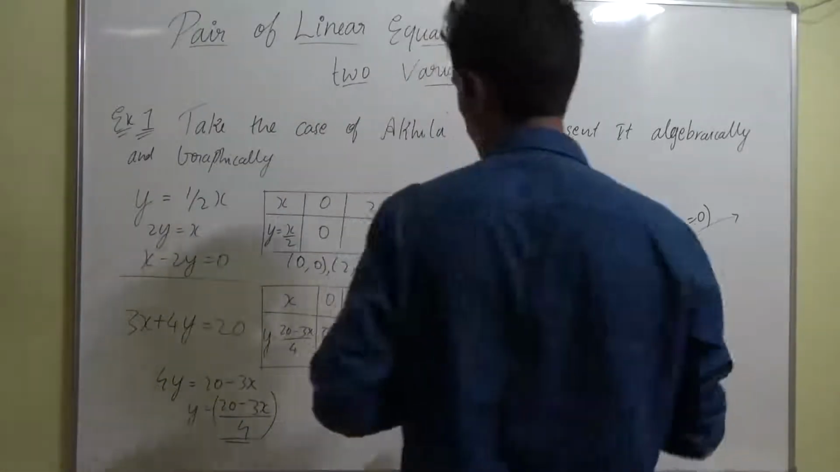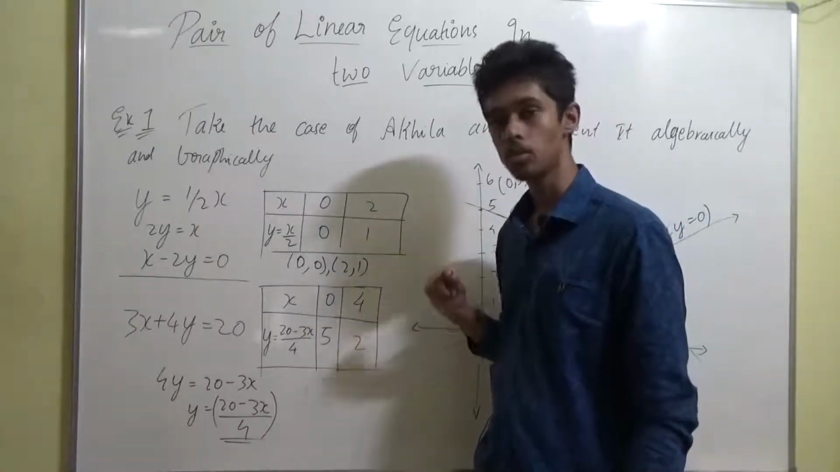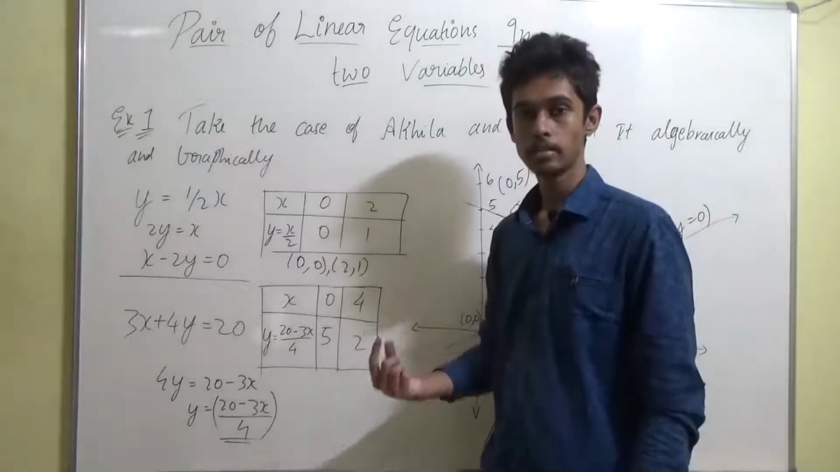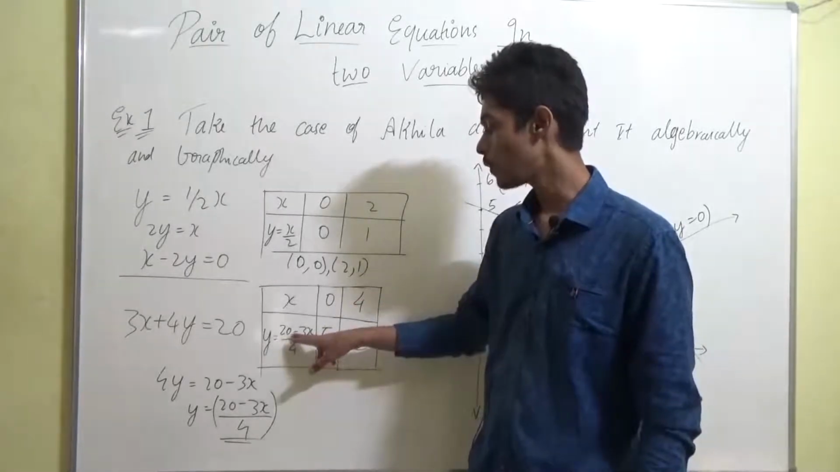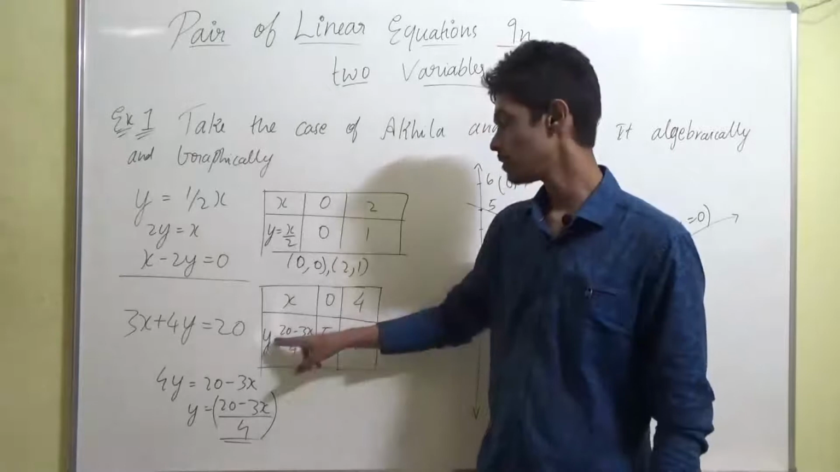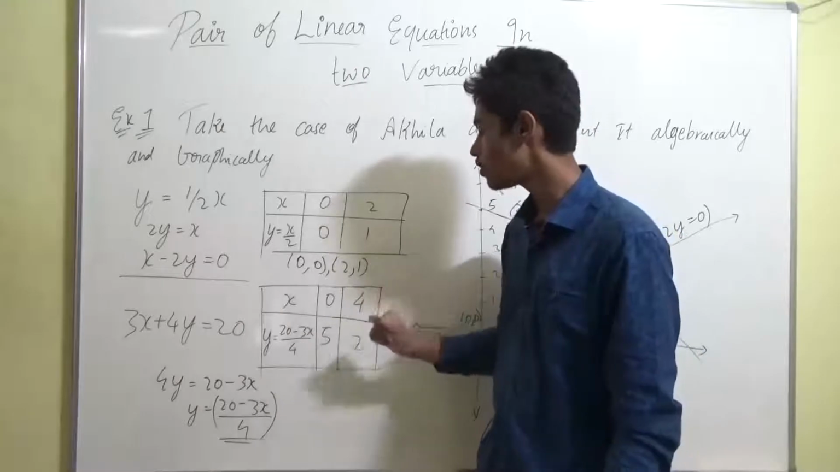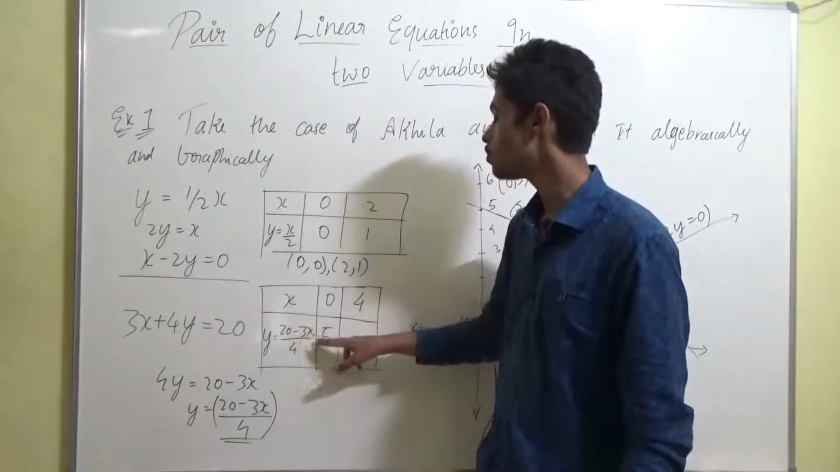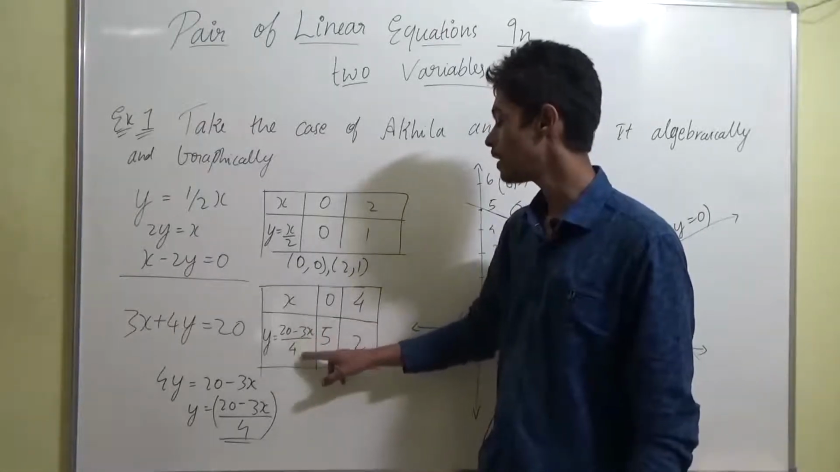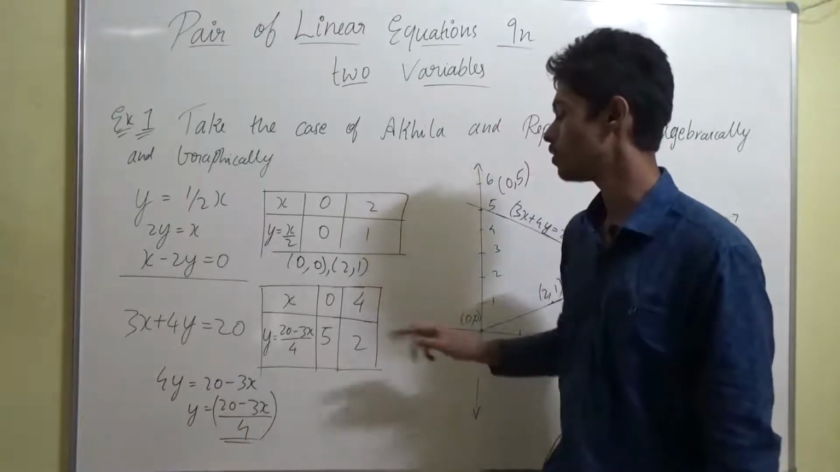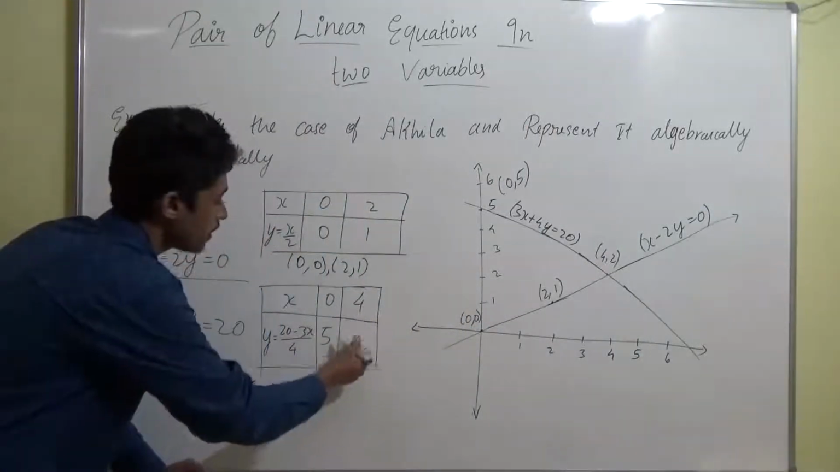Now what you will do, you will put the value of x and get the value of y. Same procedure, guys. So x you will put as 0 first, because it's a simple number. We are hoping to get a simpler number for y so that we can easily plot it in the graph. If you put the value of x as 0, here you will get (20 minus 0) by 4, which is equal to 5, which means the y value is 5. If you put the value of x as 4, 20 minus 3 into 4, which is 12, so 20 minus 12 by 4. 20 minus 12 is 8, by 4 is 2. So we got the value of y as 2. So what are the coordinates now? The coordinates for this equation are 0 comma 5 and 4 comma 2.